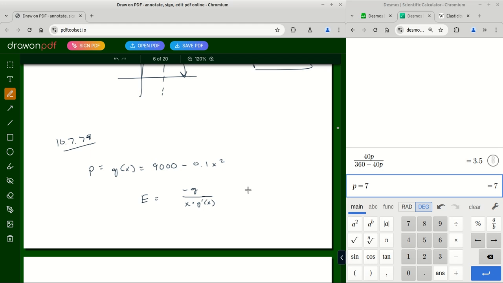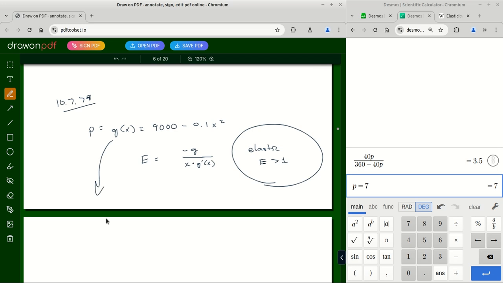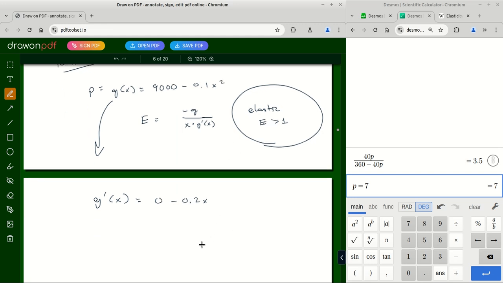And it's asking to find where things are elastic, when this E is greater than 1. It's like flipped on you. So it's not a hard problem. I do these because they're confusing, though. So we got a g prime. Take the 2 and bring it down. The constant goes to 0, so that's easy enough. 2 times 0.1 is 0.2, so I got my g prime.